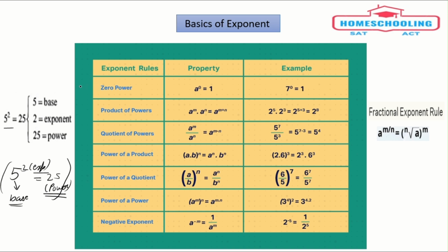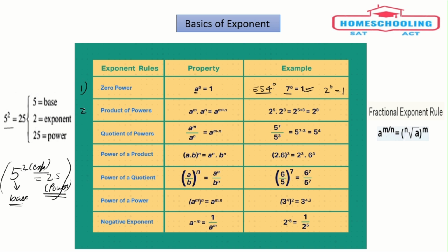So first rule, that is the 0 power rule. Any number to the power 0 is 1. So A is your base here. Base can be any number. So any number to the power 0 is always 1. We have read that in basic mathematics. 2 to the power 0 will also be 1. 4 to the power 0, any number to the power 0 is equal to 1.